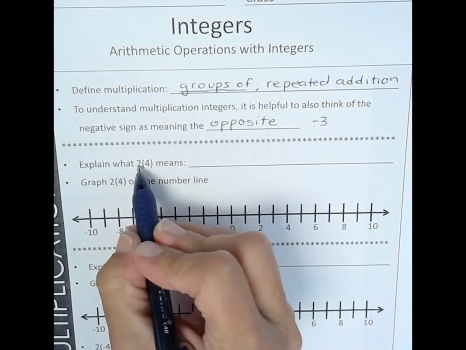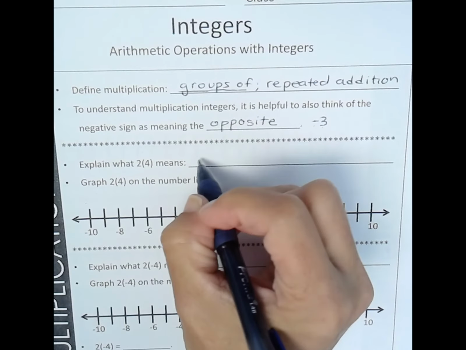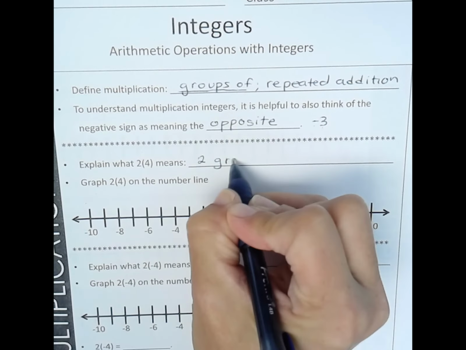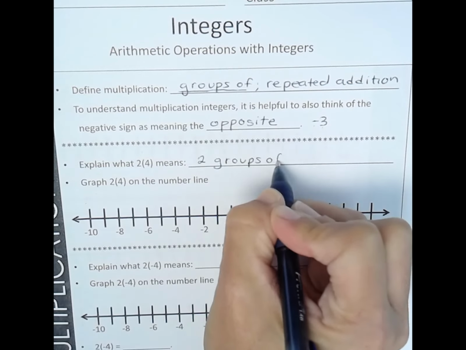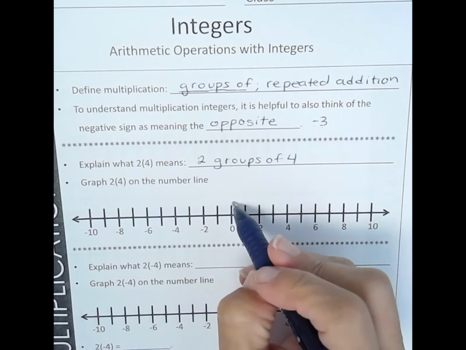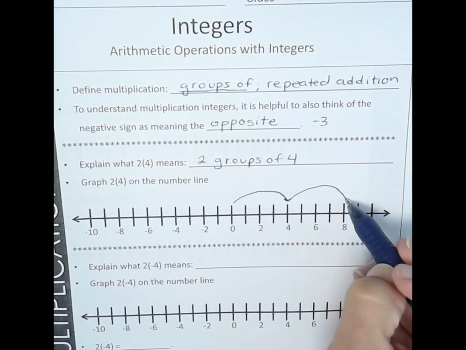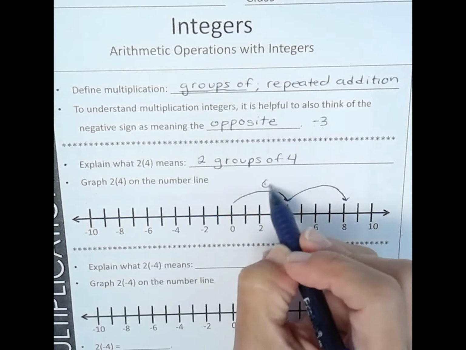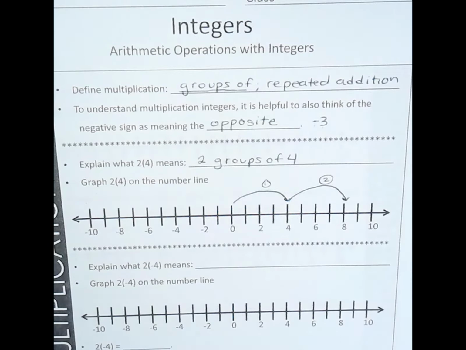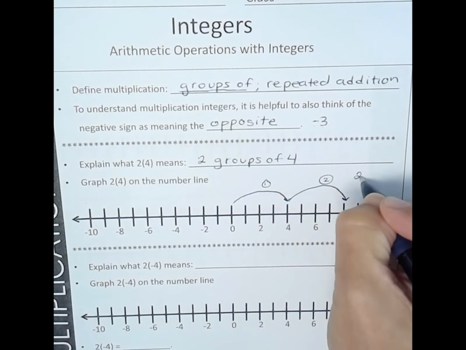Right, explain what 2(4) means. Remember, this means multiply, so in terms of multiplication, this would be 2 groups of 4. And if we were to graph that on a number line, we would show here's one group of 4, and then here's a second group of 4. So we're showing 2 groups of 4, and you can see that that would equal 8.